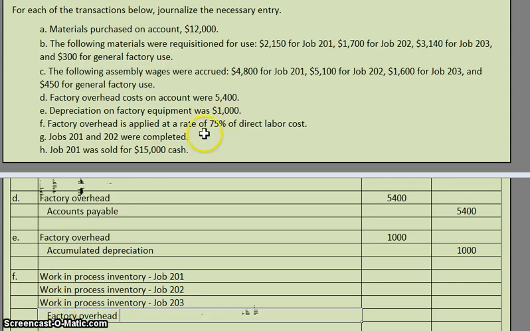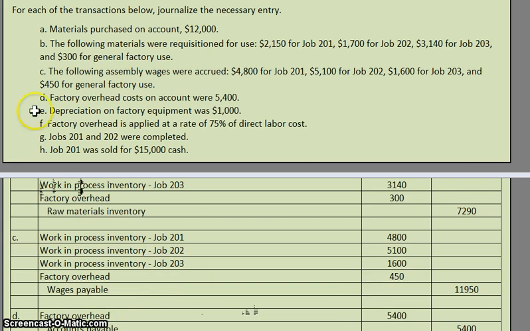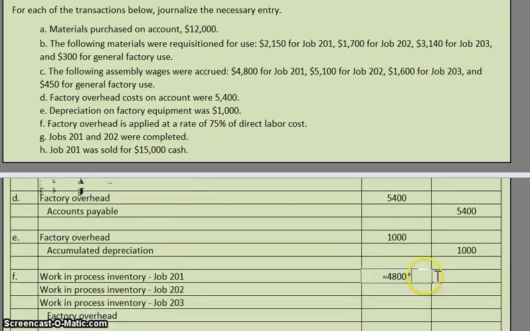All right, so now let's deal with that 75% of direct labor cost. You're probably going to have to deal with some type of predetermined overhead rate at some point in your cost or your managerial accounting course. So what you're going to notice here is they already found the rate for you. And your rate, when you apply it, is going to be 75% of whatever the direct labor cost was. So let's start with job 201. For job 201, our direct labor, which comes from C, that we applied to job 201 was $4,800. So we're actually going to be taking that $4,800, and they're telling us that the factory overhead that we should apply is 75% of that direct labor cost. So we're actually going to be applying $3,600 to job 201.